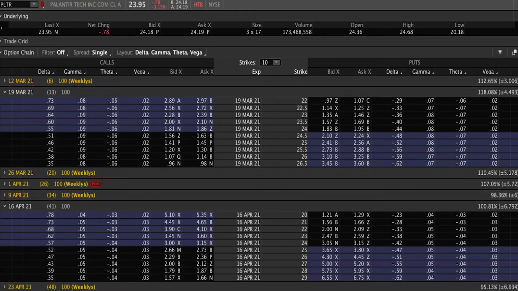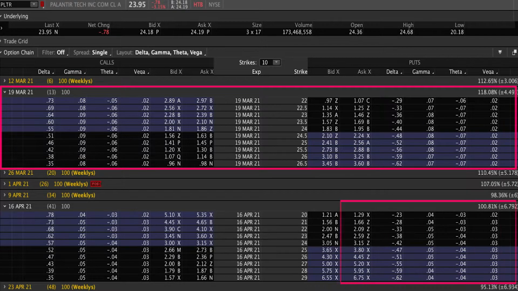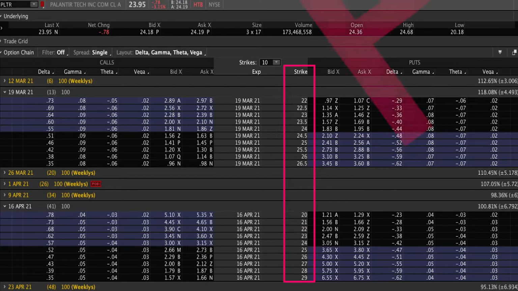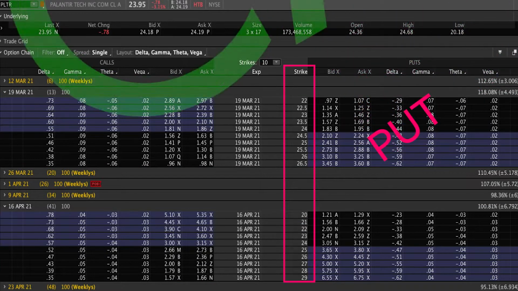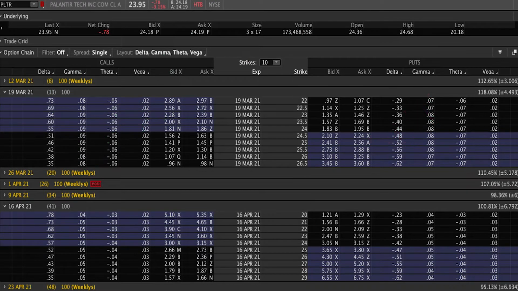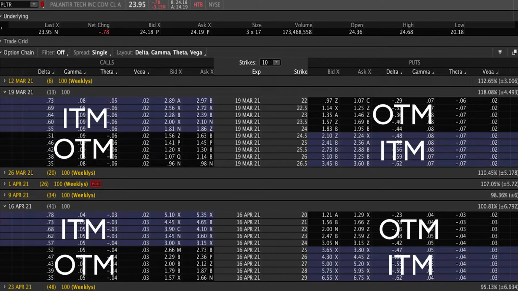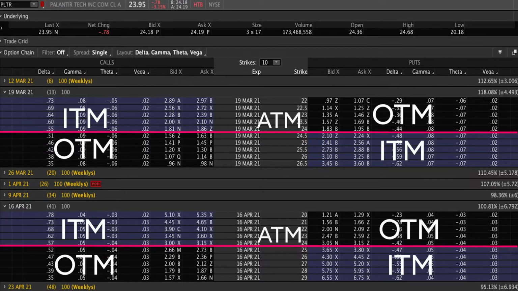We have two option chains on Palantir, one for the 19th of March and another one for the 16th of April. In the middle of the chain, you can see the strike price. To the right, we have the put contracts, and to the left, the call contracts. The area in blue is called in the money, while the black area is called out of the money. The closest strike price to the current price of the stock is called at the money.